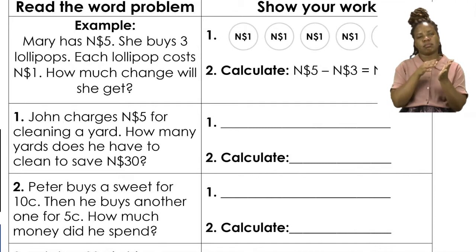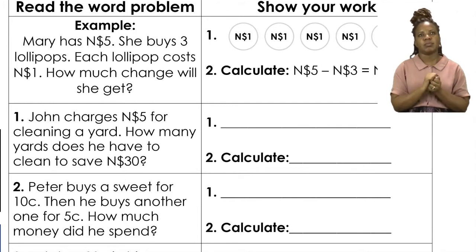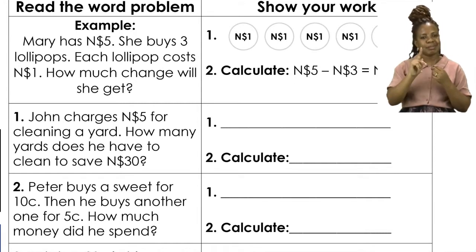Now, we are going to do number 2 together. Let's read number 2. Number 2 says, Peter buys a sweet for 10 cents. Then he buys another one for 5 cents. How much money did he spend? Let me read it again. This time, please focus on the numbers. Peter buys a sweet for 10 cents. Then he buys another one for 5 cents. How much money did Peter spend?